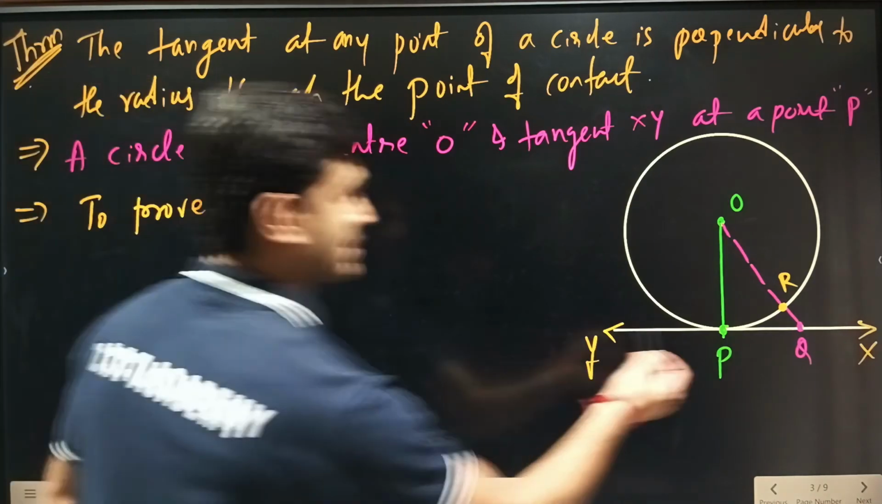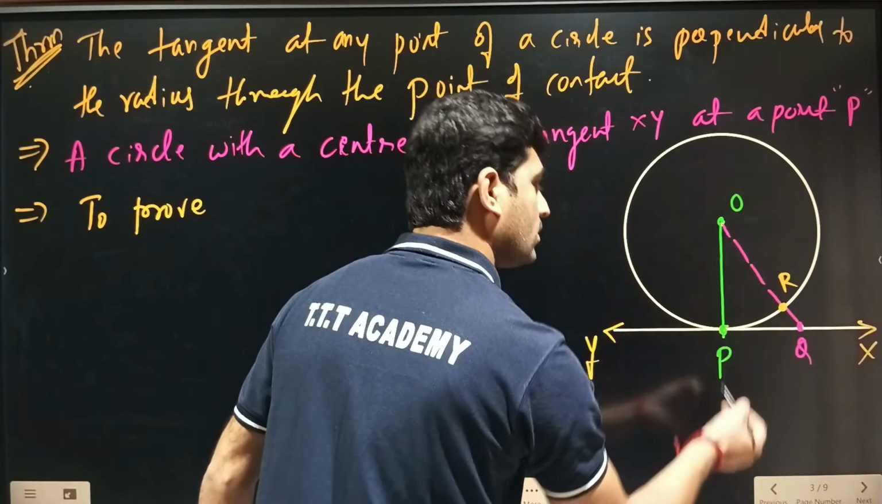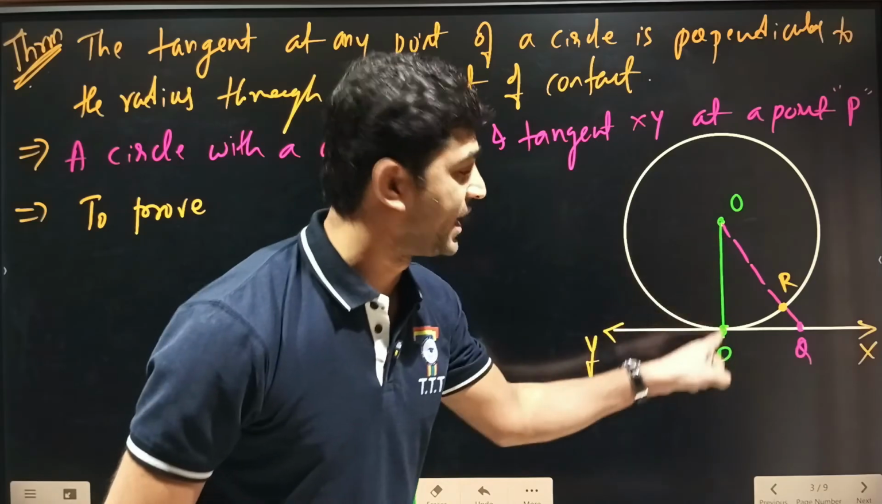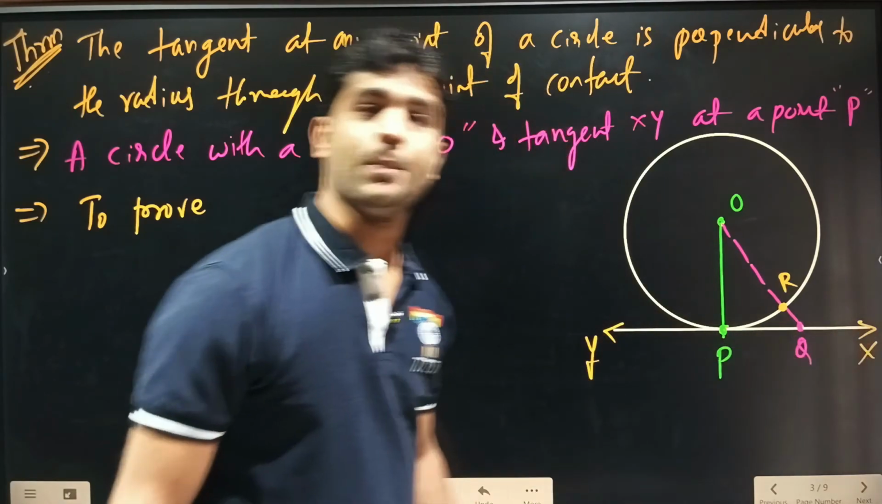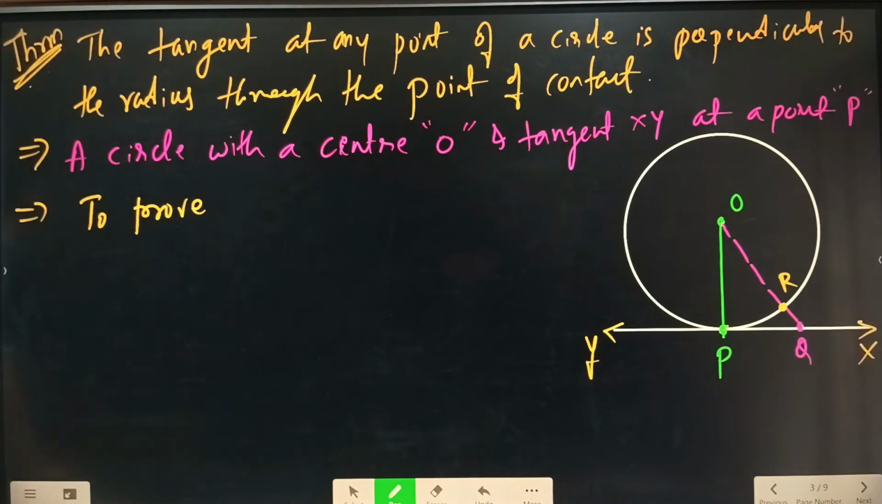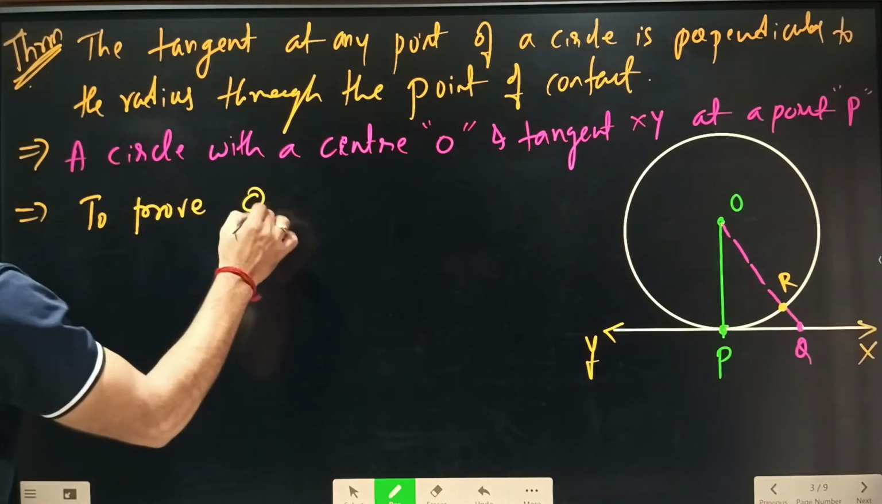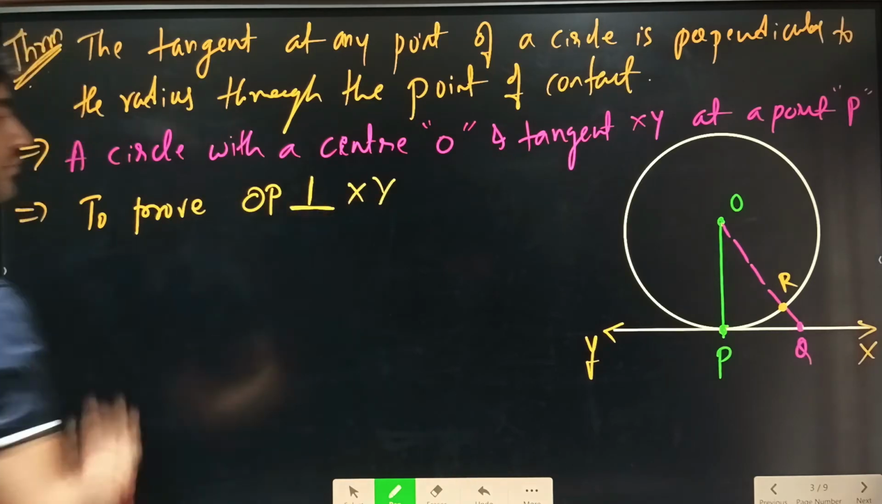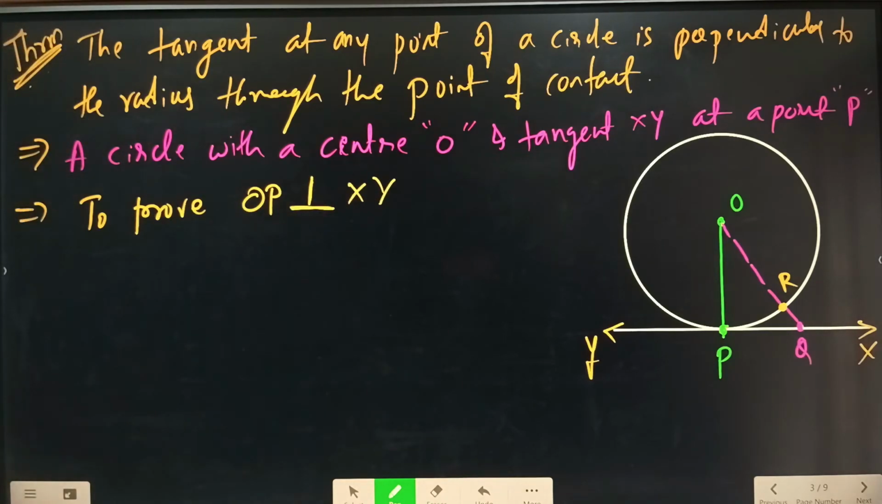That means this XY is perpendicular to OP, correct? OP is in green color, and we have to prove that XY is perpendicular to it. That is what our aim is here, clear right? So what can we write? To prove OP is perpendicular to XY, that is what we need to prove.